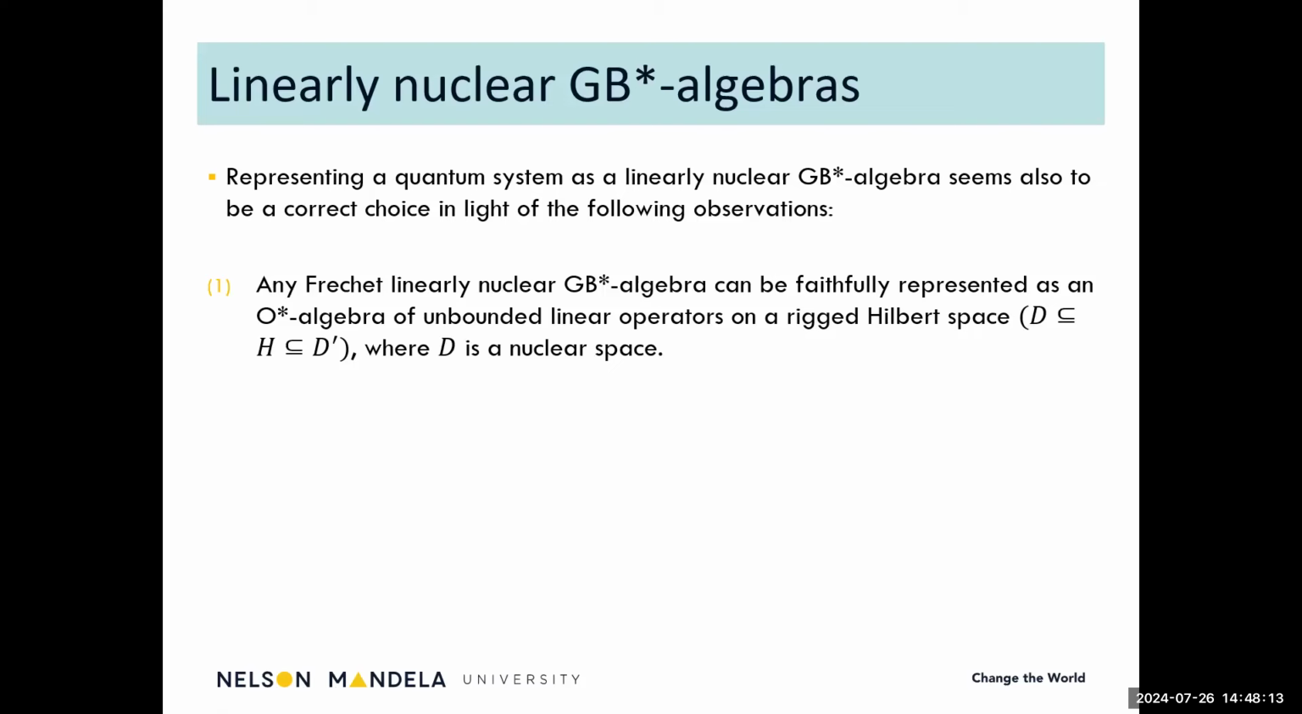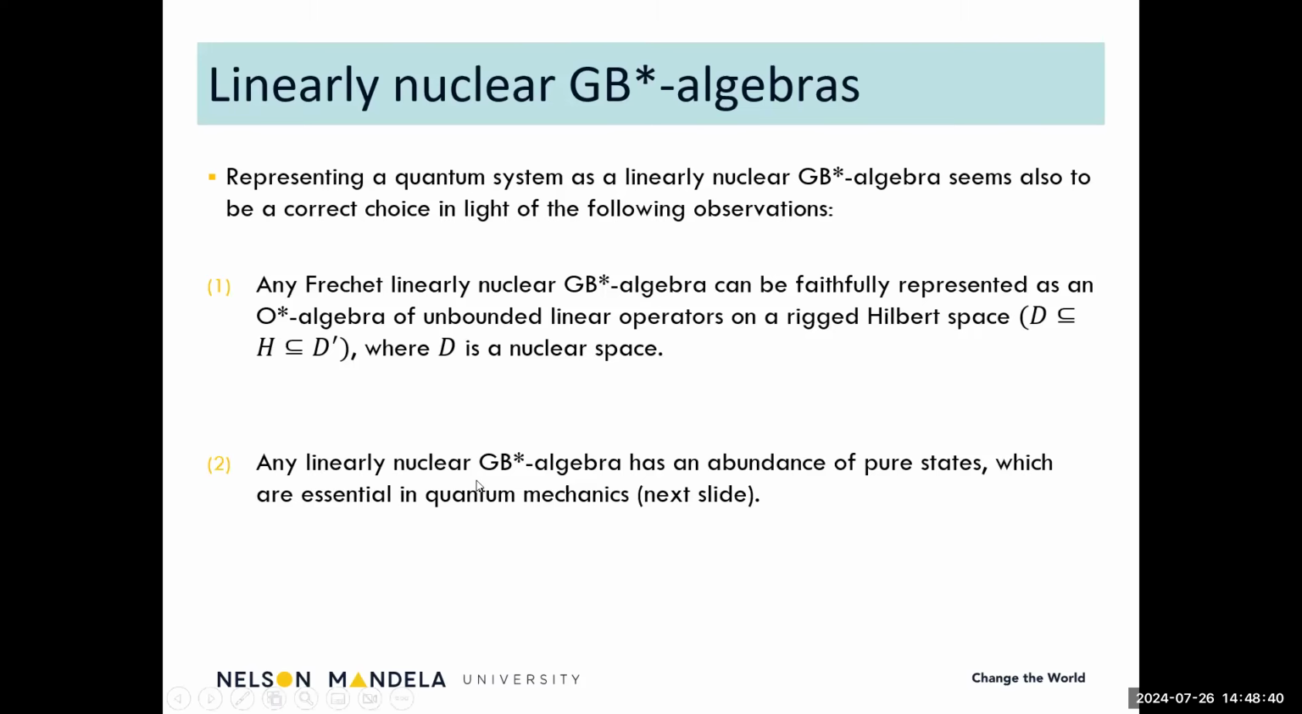Because very often when you solve the Schrödinger equation, for example, like the infinite square well, you sometimes get solutions which are not square integrable, so they do not belong to the Hilbert space, so they belong to something beyond the Hilbert space in what is called a Rigged-Hilbert space. And again, a linearly nuclear GB-star algebra you can represent this way.